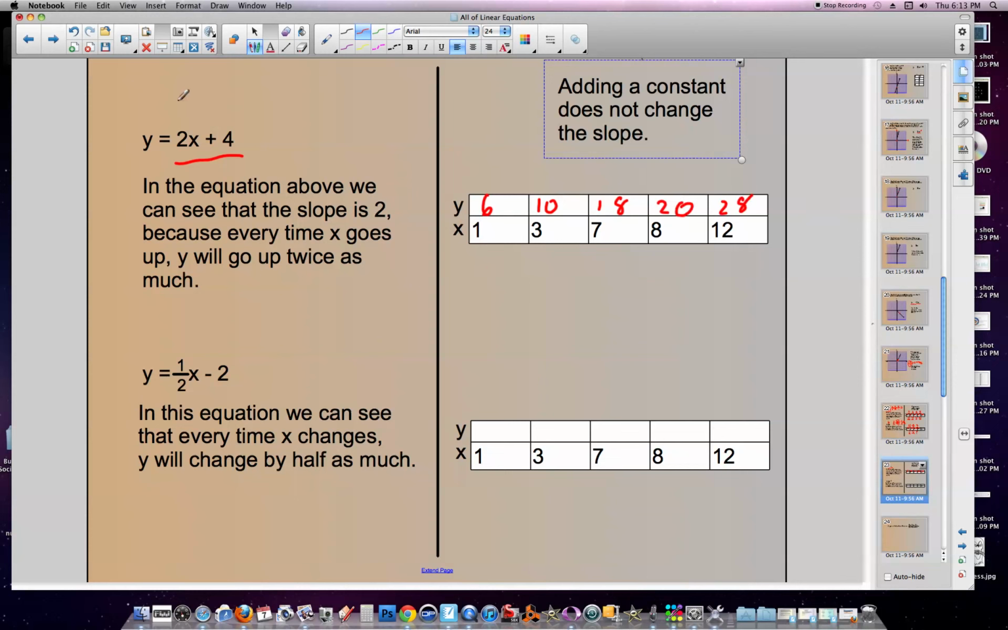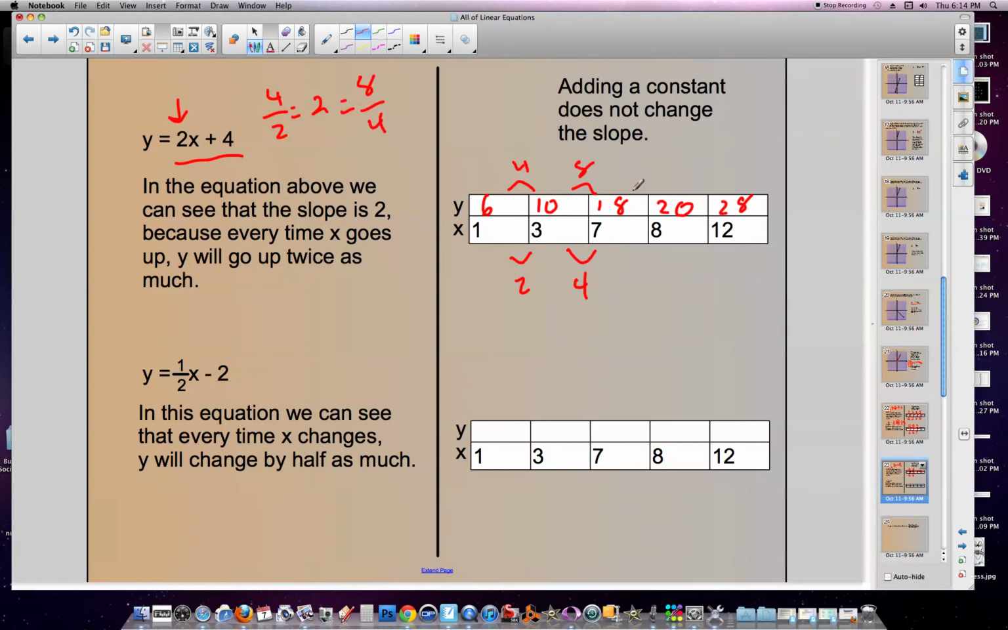So this doesn't change the fact that my output is still going up 2 every time my input goes up 1. 6 to 10 is 4. This is 2. 4 over 2 equals 2, right? 2 over 1. This went up by 8, and this went up by 4. 8 over 4 is the same thing as 2, right? This went up by 4. This went up by 2. This went up by 1. That's still 2 over 1. That's still 2. Same thing here.